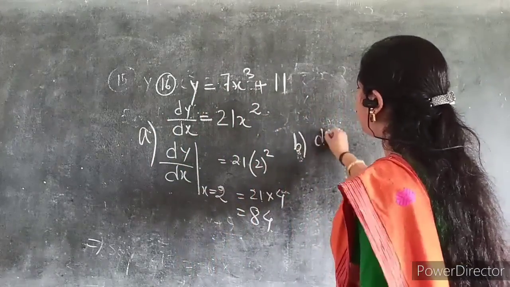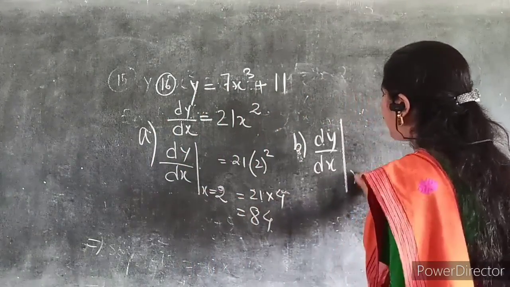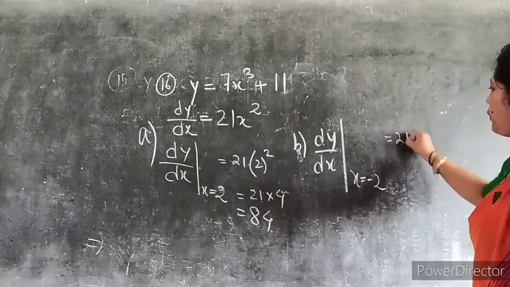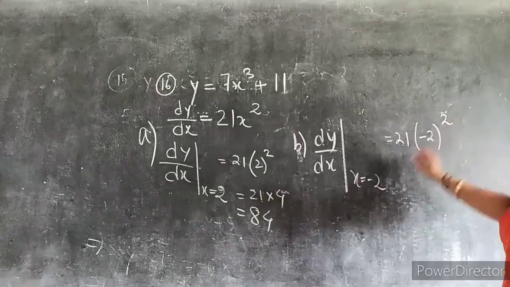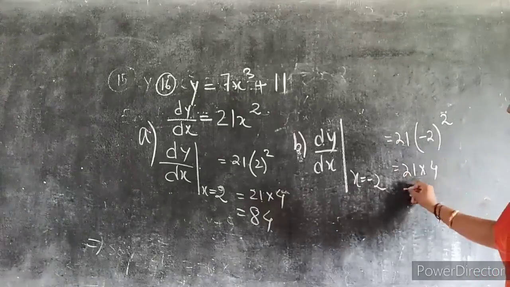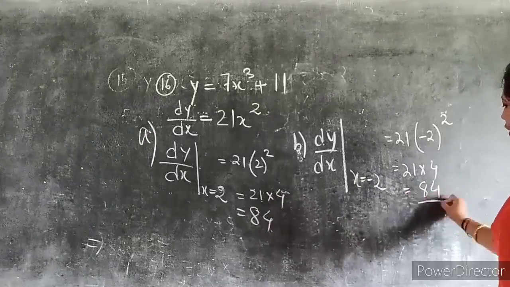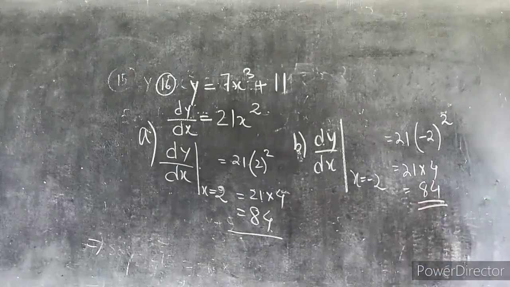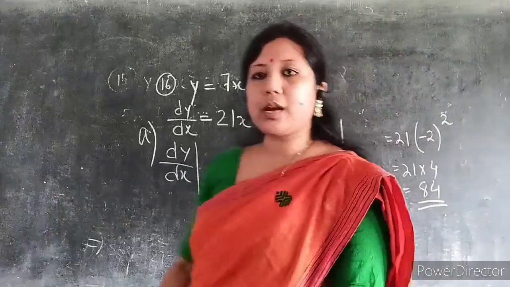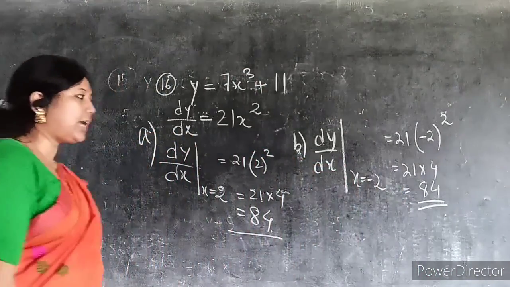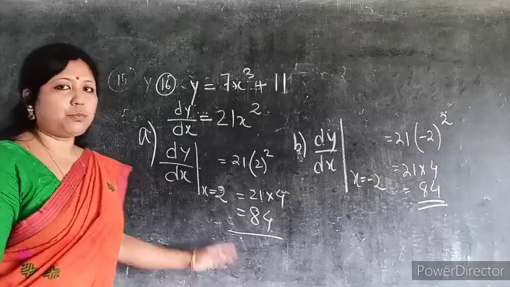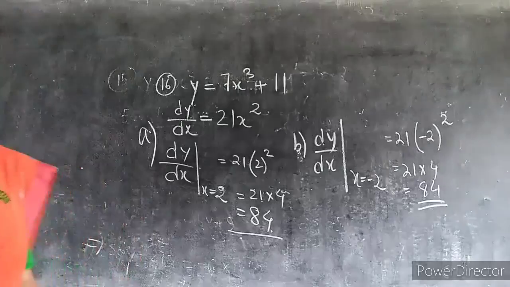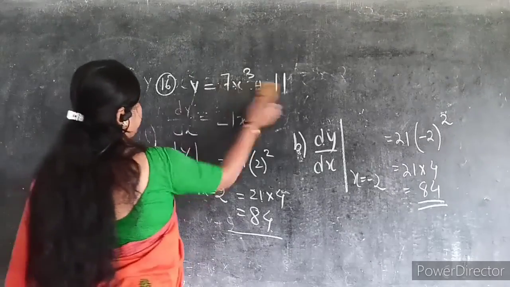Suppose second is again dy by dx. We have to show it at x equal to minus 2. So for this, what will be the slope? 21 into minus 2 squared. So I think we are getting the same answer, that is 84. Since the value of your first slope is coming to be 84 and the second slope is also coming to be 84, that means both the slopes are equal. That means we can say that the tangents at these points to the curve are parallel. Okay, so this is the solution of your question number 16.